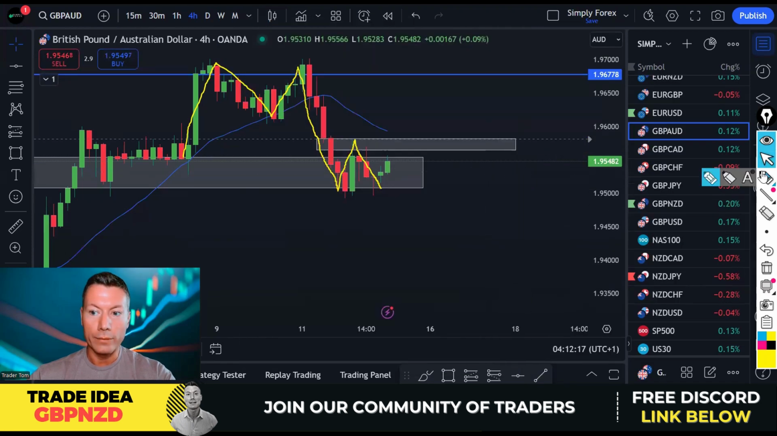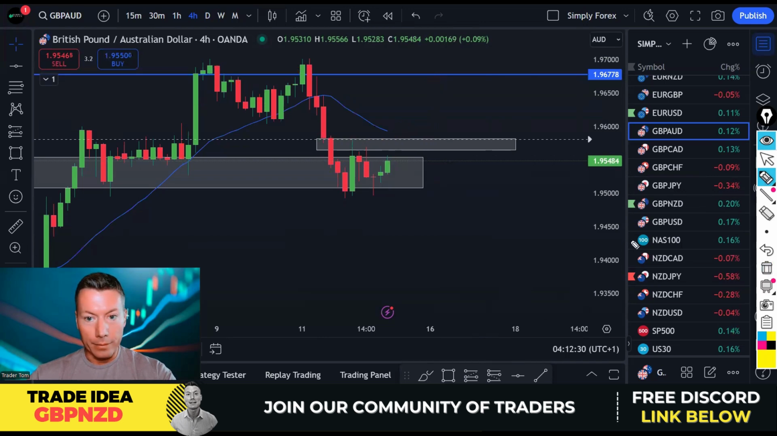Okay, so I can go off and do other things and just wait for my alarm. So if we get a break, then pound Aussie dollar is the one to trade, right? And we take price higher. Okay, that's how I'll trade it.